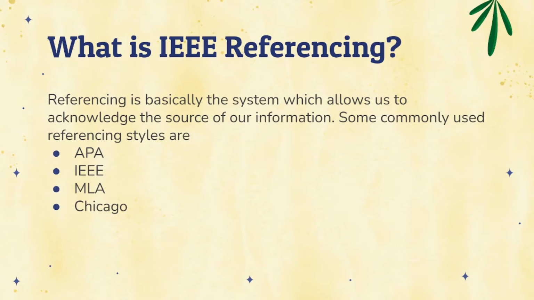Referencing is a way to acknowledge the contribution of other writers that we have used in our research paper or any other academic or technical writing document. There are various referencing styles that are used nowadays, such as APA, MLA, Chicago, and IEEE, which we are going to discuss in detail. IEEE stands for Institute of Electrical and Electronics Engineers. This referencing is widely used by people in the field of computer science, engineering, and telecommunication.